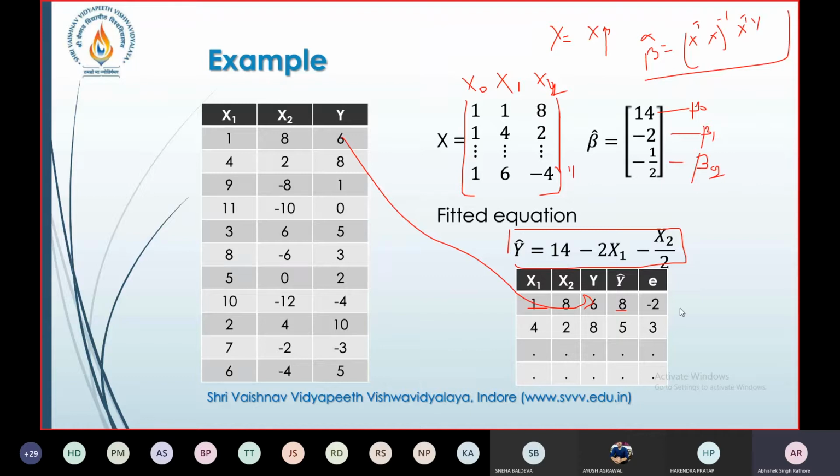Is it fine? Are you comfortable with this calculation? Shall I proceed to the next slide?